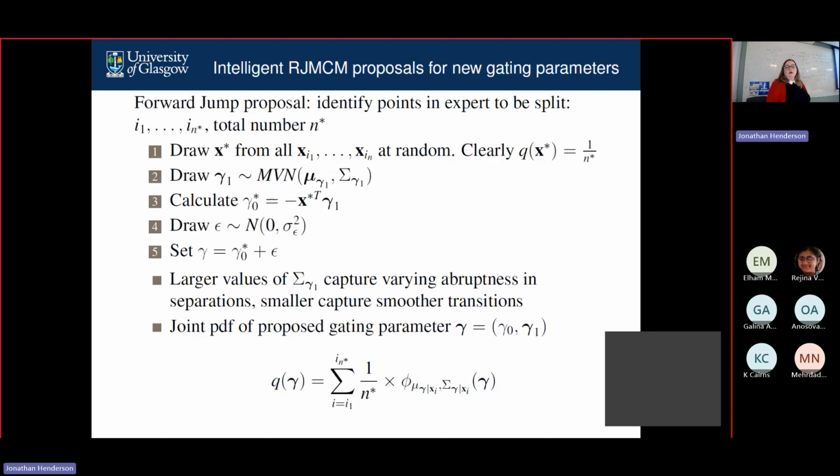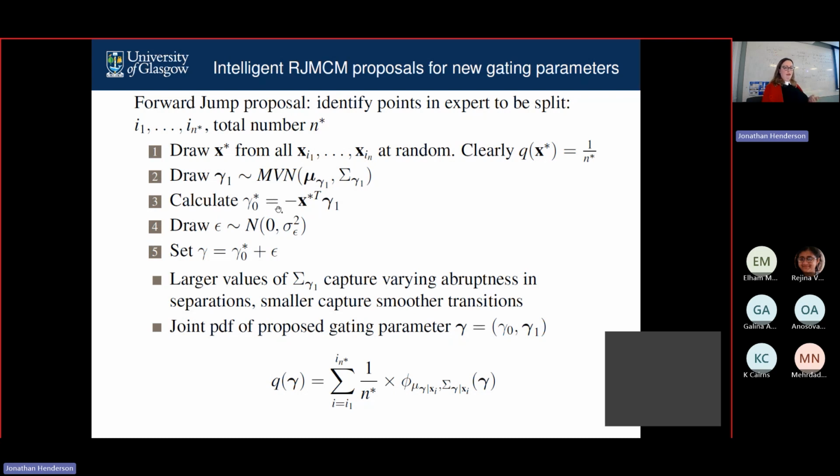So the forward proposal says: if we're in a particular gate expert, we have observations that have been allocated to that expert, and we're going to call those observations I_1 to I_N star, for a total number of N star. From those observations, we draw one at random, and that observation is where our split is going to happen. It's a uniform random choice, so we know the probability of picking that particular one. We can then draw the vector of slope parameters from a multivariate normal. We talked a little about how we do that using iteratively weighted least squares as the proposal.